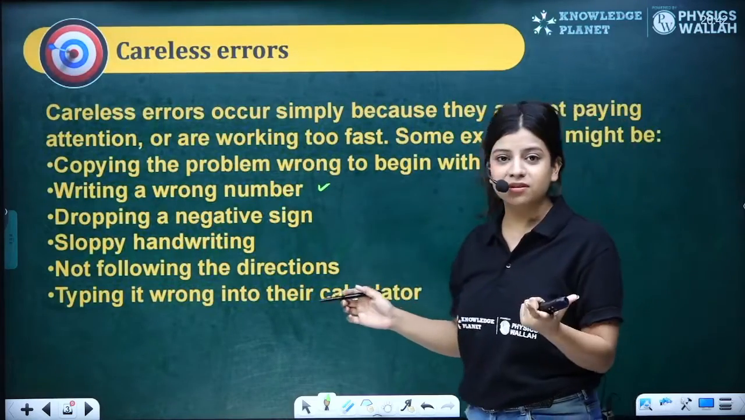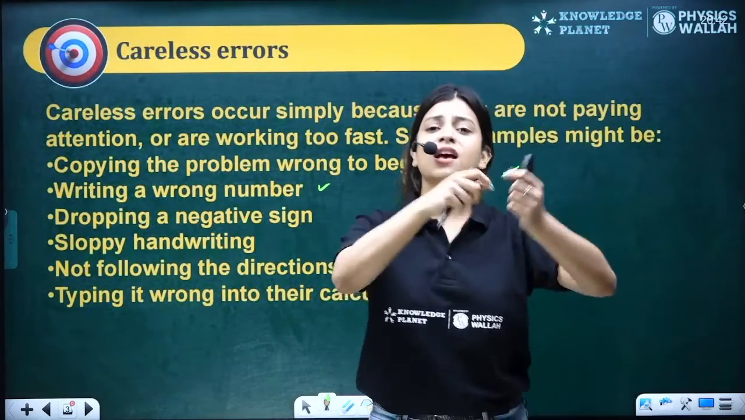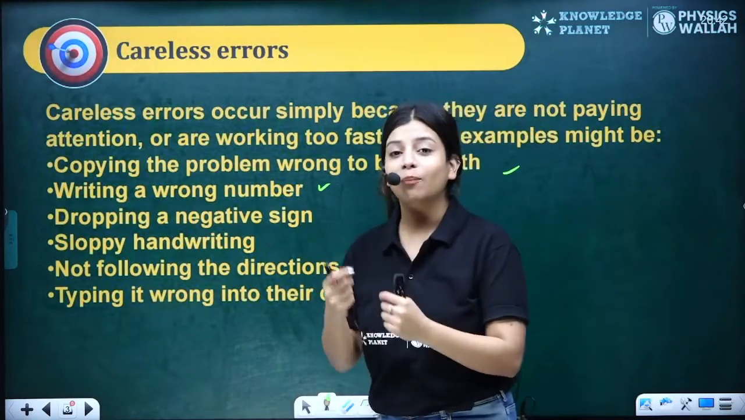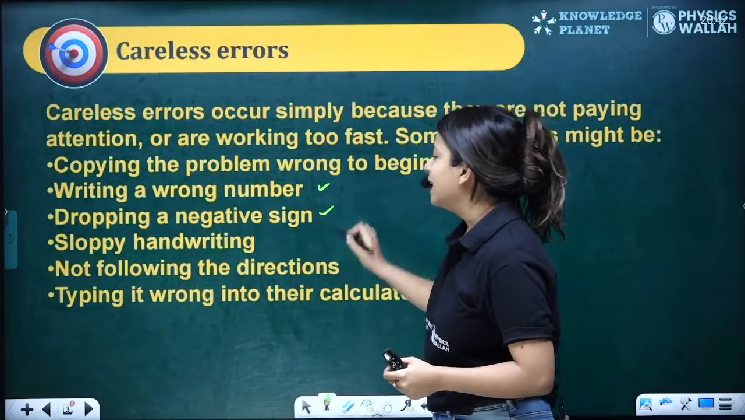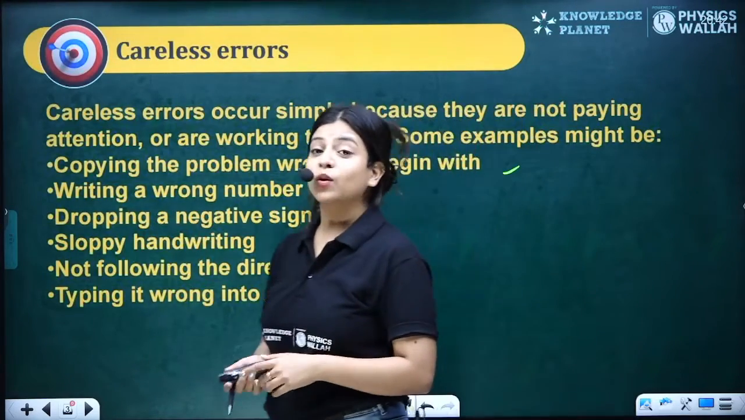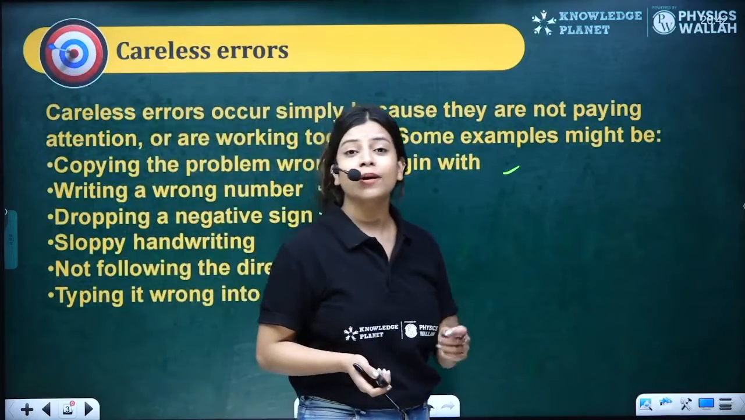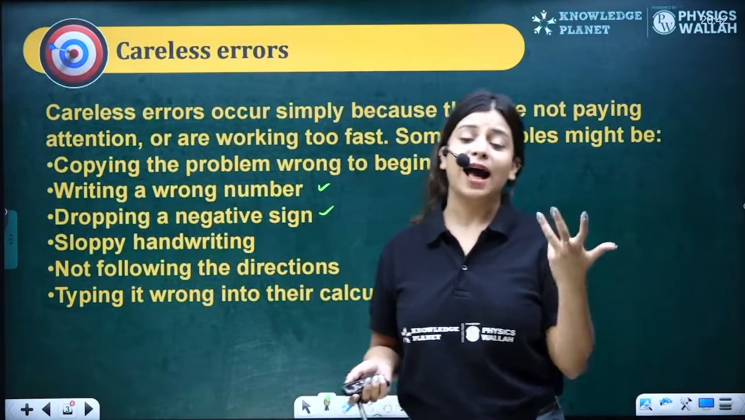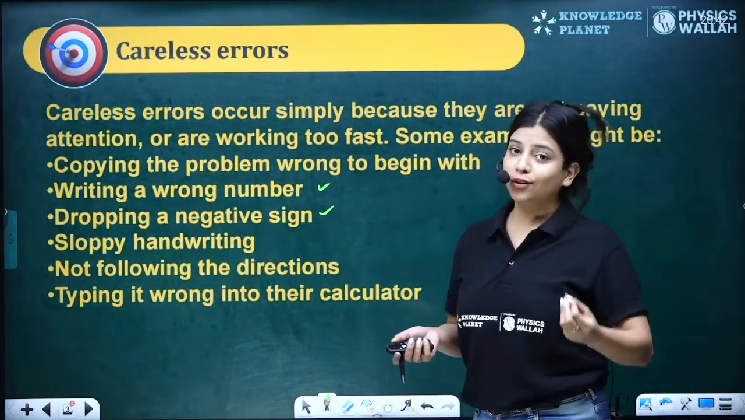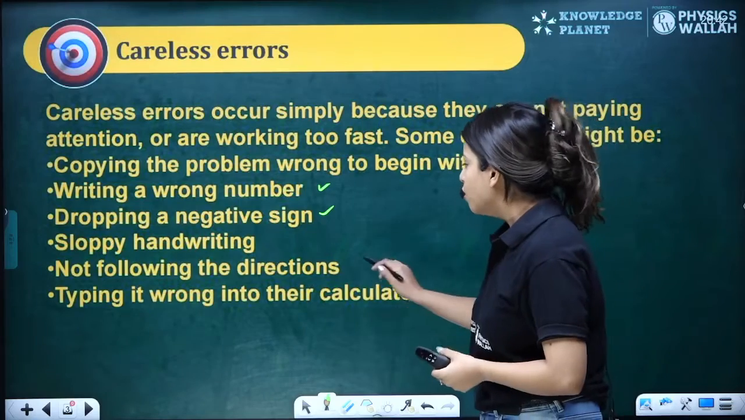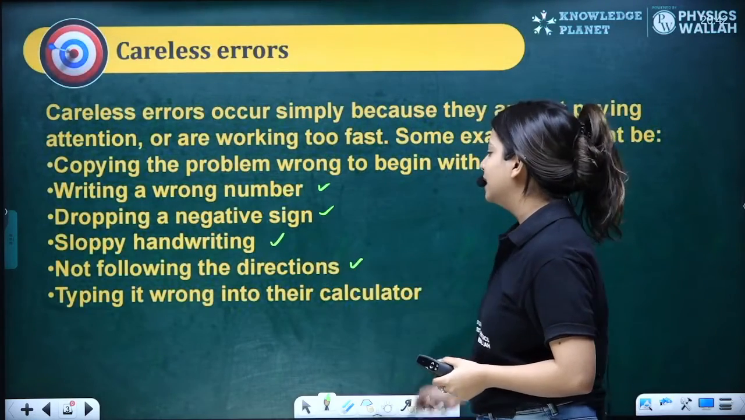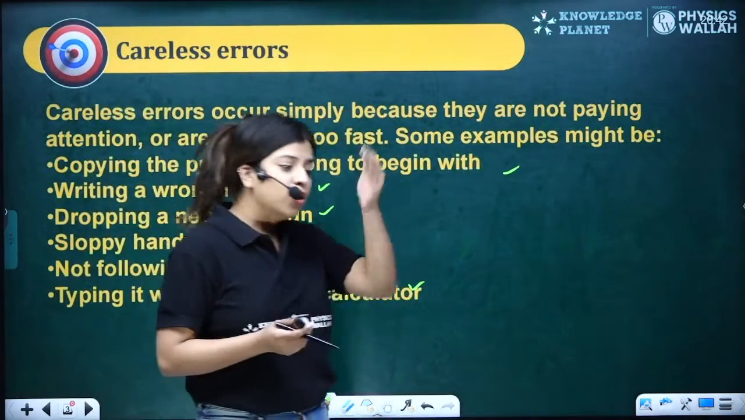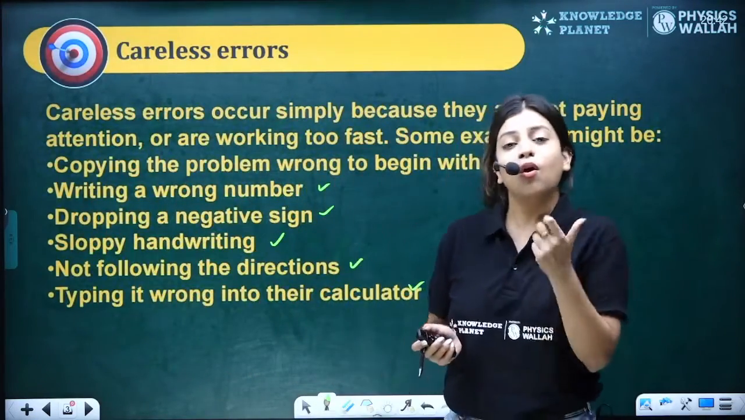We have certain types of problems like copying wrong, writing wrong numbers. Generally, if the number is 786, we write it as 768 on the paper. These are all copying mistakes. Dropping a negative sign, right? In linear equations, for example, if the value of c is -5, we tend to write it as +5, and that will make the teacher deduct your marks, which we don't want. Not following the directions, sloppy handwriting, typing it wrong into the calculator, or looking at the wrong log book, right?